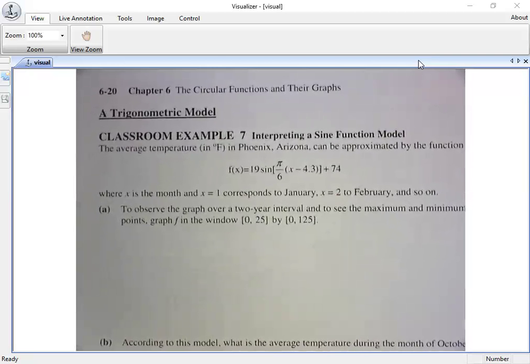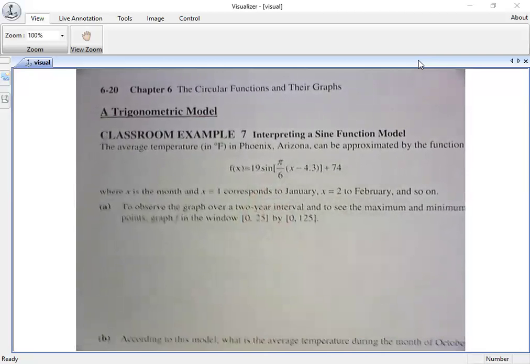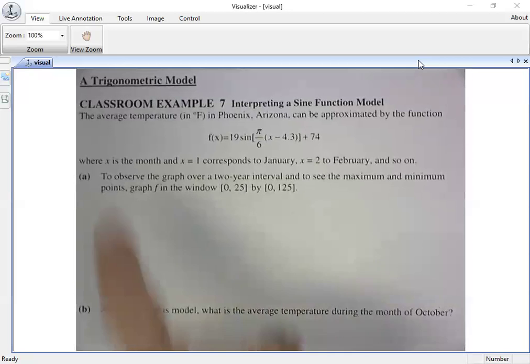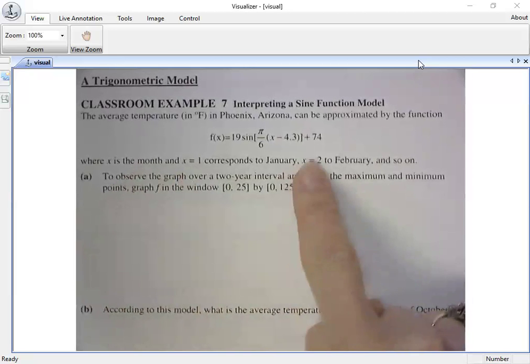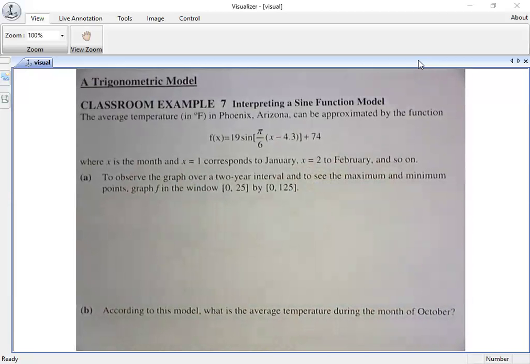All right, here's the last thing in 6.3. And this is kind of a play with your calculator type of question in a sense. They've given us a function that approximates the average temperature in Phoenix, Arizona. Now, think about that for a minute. X is the month, and X equals 1 corresponds to January, X equals 2 to February, and so on. Does that sound like a sine curve might be a good tool for approximating average temperatures?